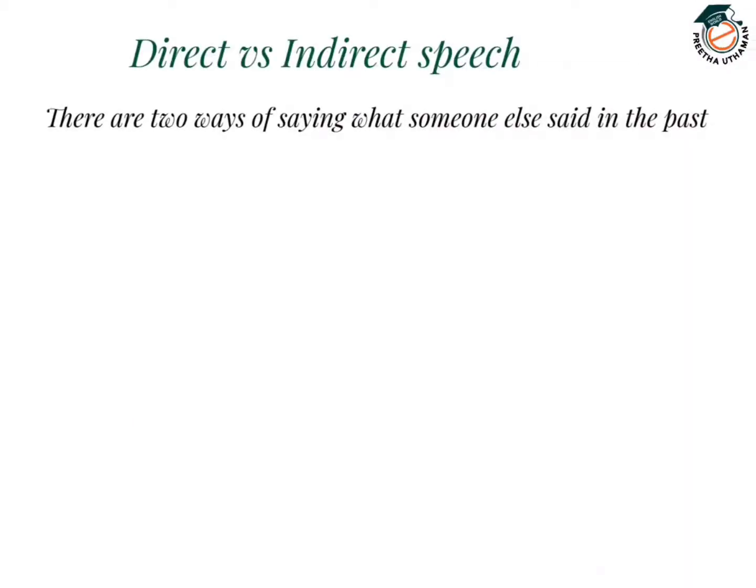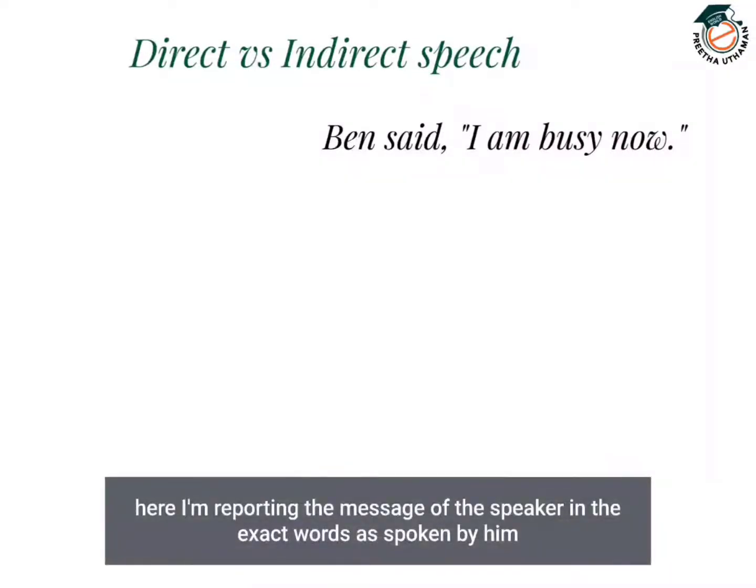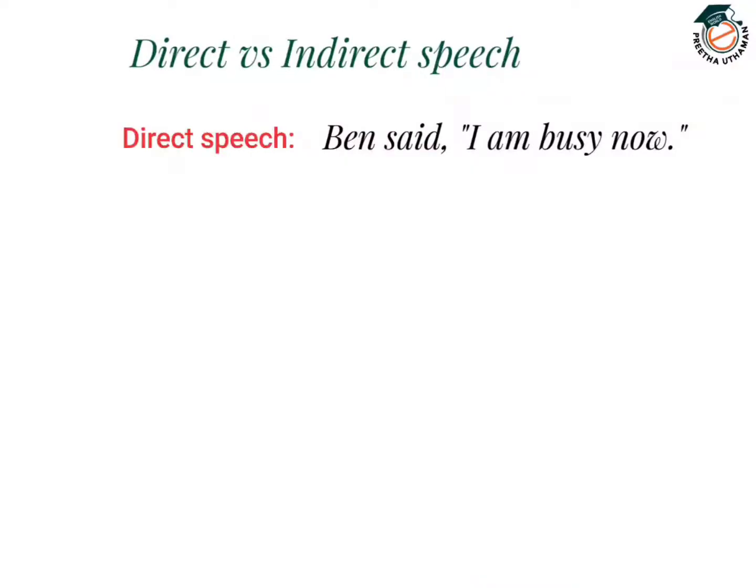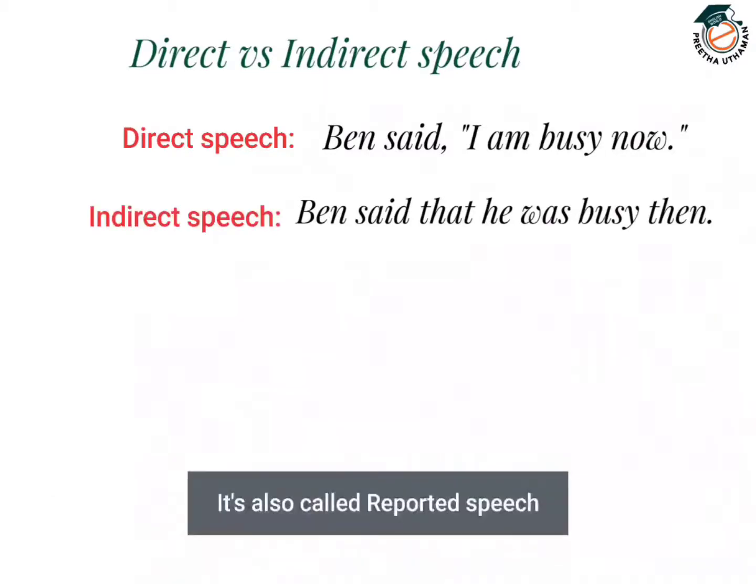There are two ways of saying what someone else said in the past. For example, Ben said, "I am busy now." Here, I am reporting the message of the speaker in the exact words as spoken by him. And this is called direct speech. Ben said that he was busy then. Here, I am reporting the message of the speaker in my own words. And this is indirect speech, also called reported speech.